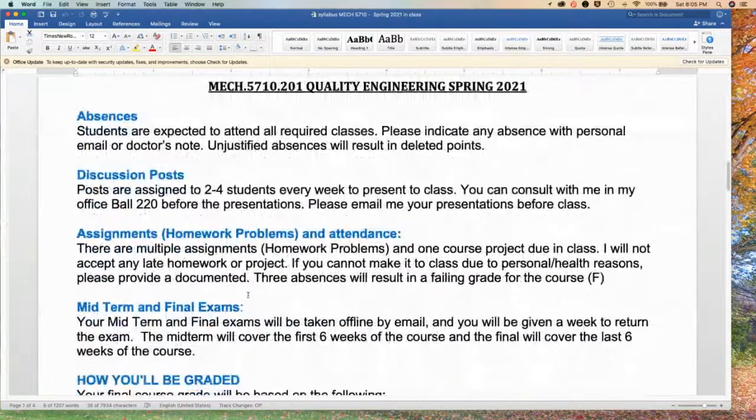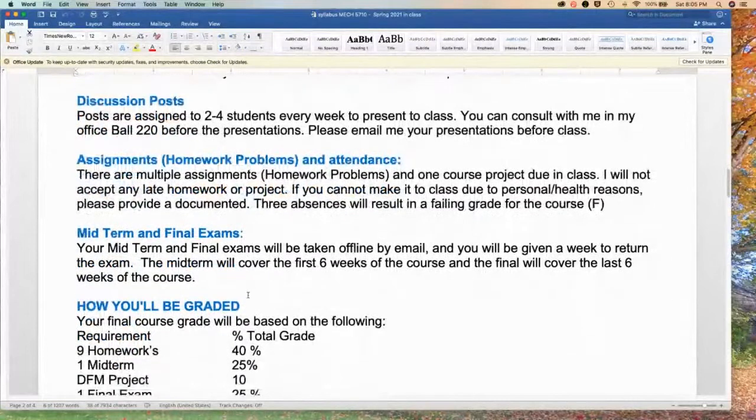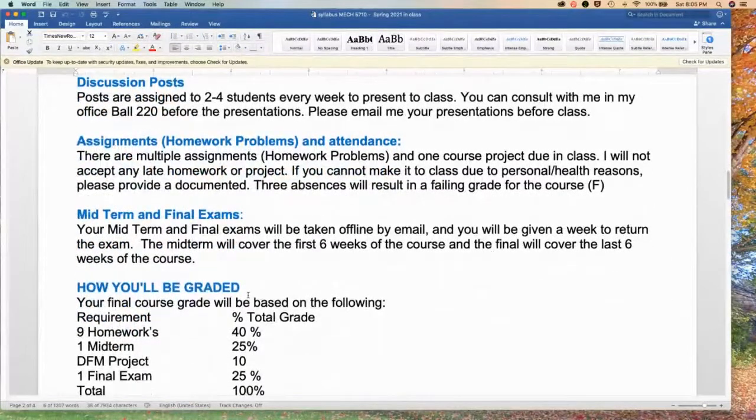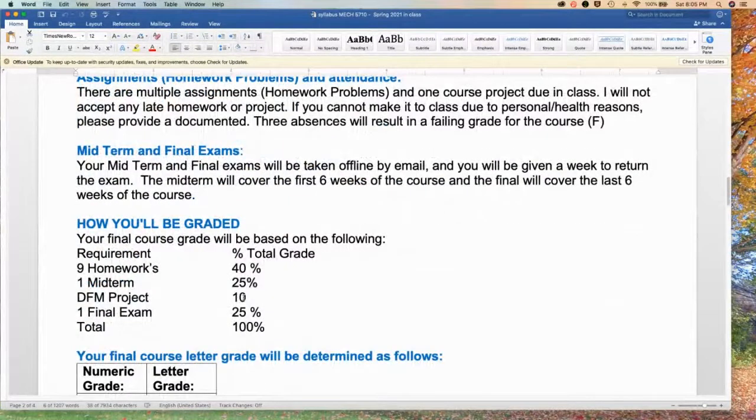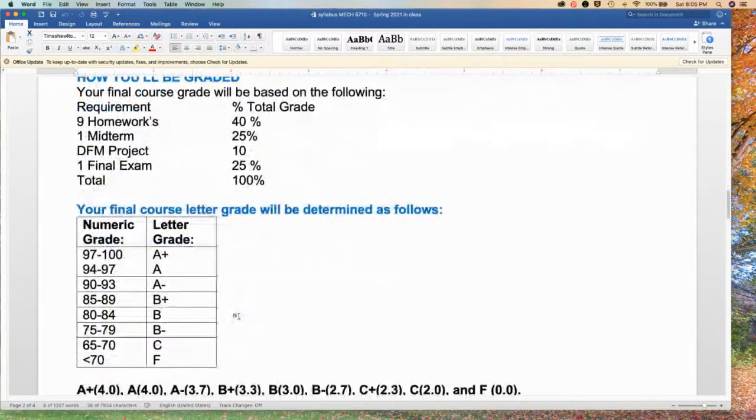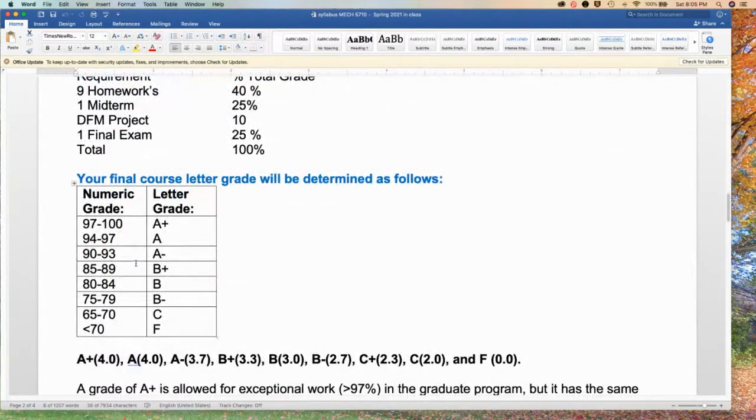And then I'll give you other things about absences, discussion posts, assignments, midterm and final exams, how you'll be graded. There's 9 homeworks for 40%, 1 midterm for 25%, 1 DFM project 10%, and 1 final exam 25%, for a total of 100%. And these are the grades and the ranges that the graduate school recommends that you use.